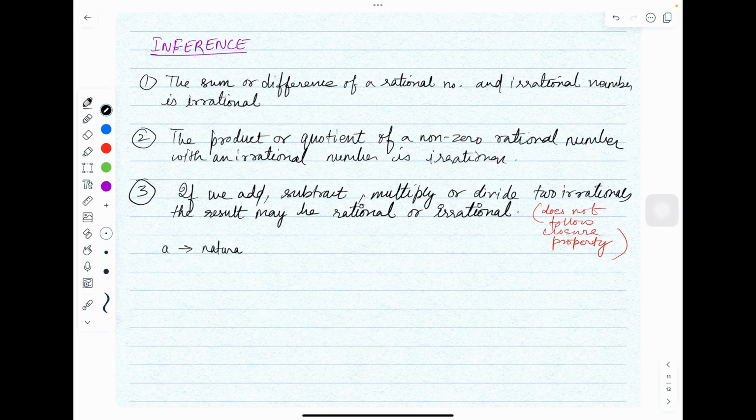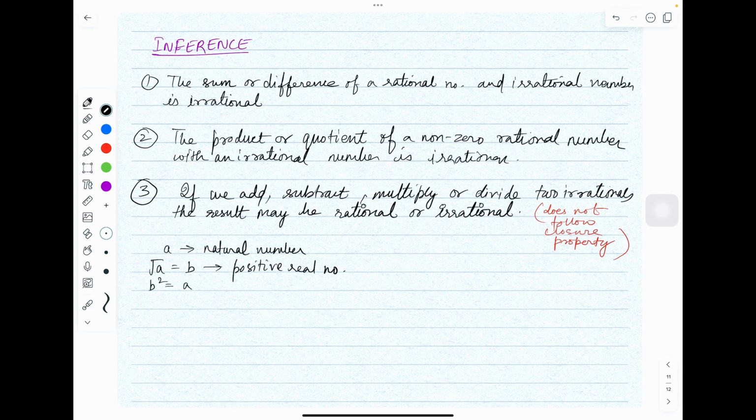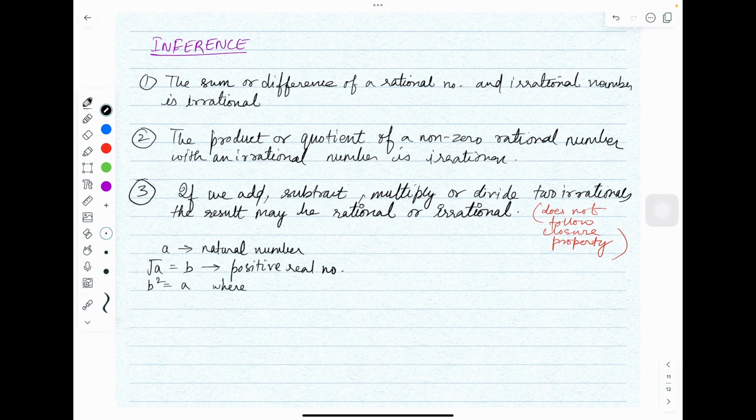natural numbers. Suppose a is a natural number. So if you write root a, the value it gives is b, a positive real number. If you write b square equals a, then you can write b square equals a, where b is greater than 0.